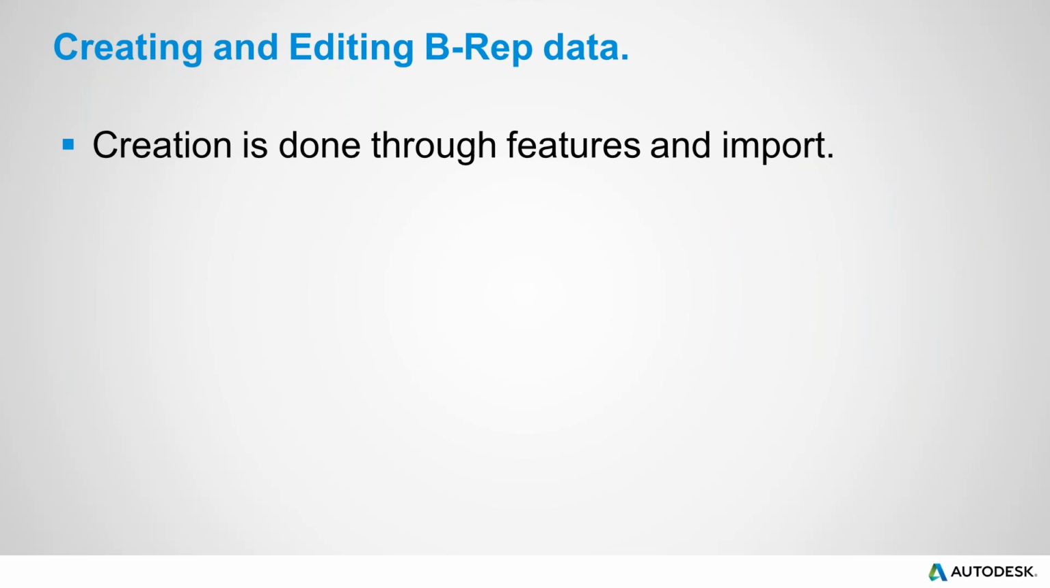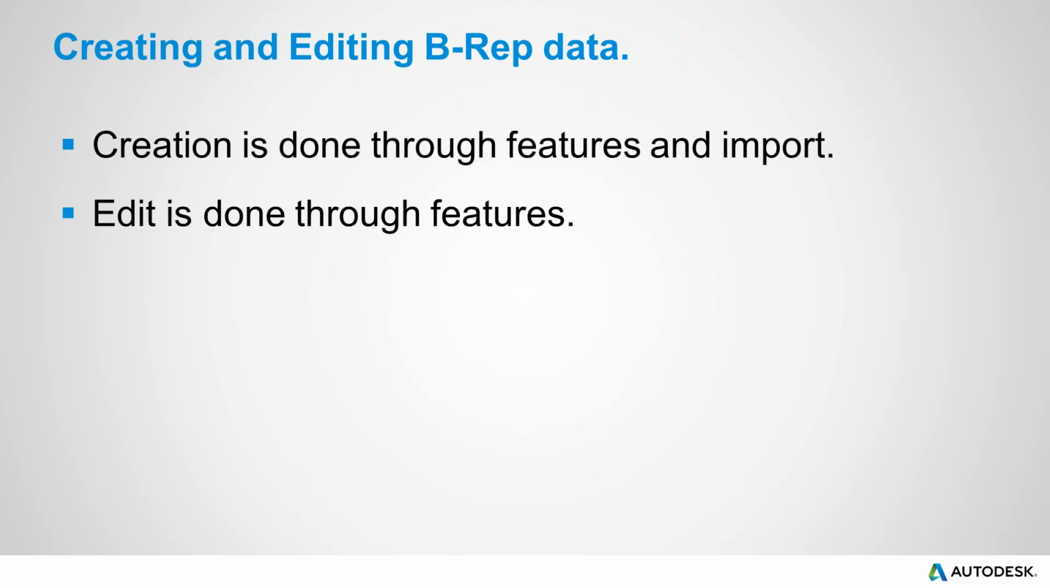All right, so if you want to create BREP data, that's done by creating features, or I can import some data. I could import a STEP file, for example, and that'll create a big BREP chunk of data. So today, if I want to create any BREP data, it's only done through importing an existing defined BREP, or by using features to define my own shapes.